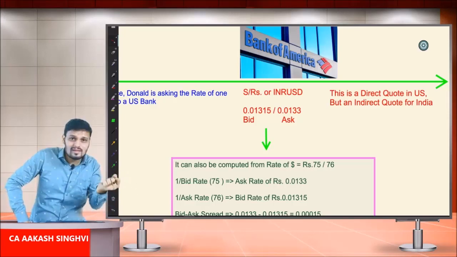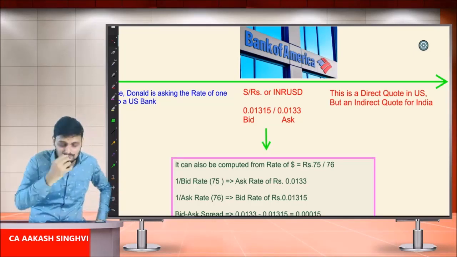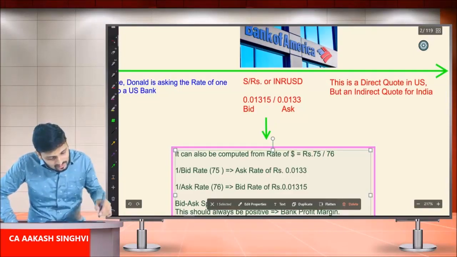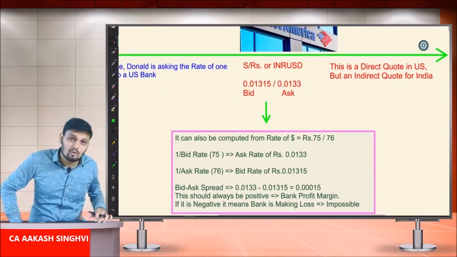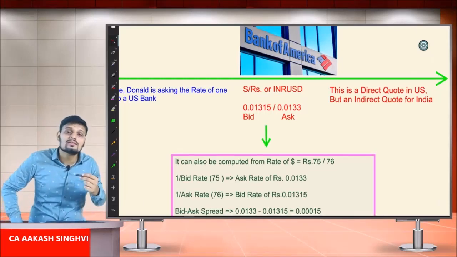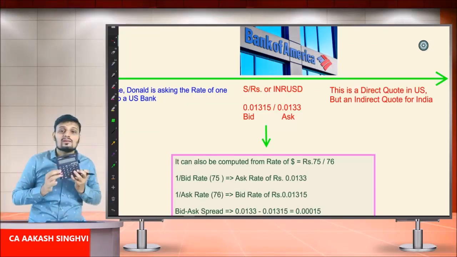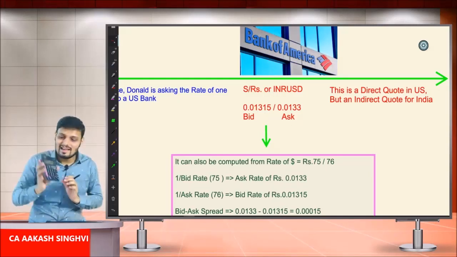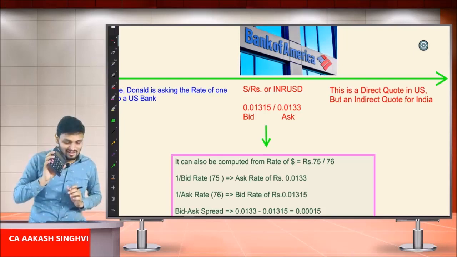So for buying rupees, they will quote a lesser rate, and for selling rupees, they will quote a higher rate. So 0.01315 is the rate at which US Bank will buy rupees, and 0.0133 is the rate at which US Bank will sell rupees. If you take your calculators, guys, a calculator is a must in the classroom. There is no exception from this. This is your king for SFM. If you are ready with the calculator, then do compute.